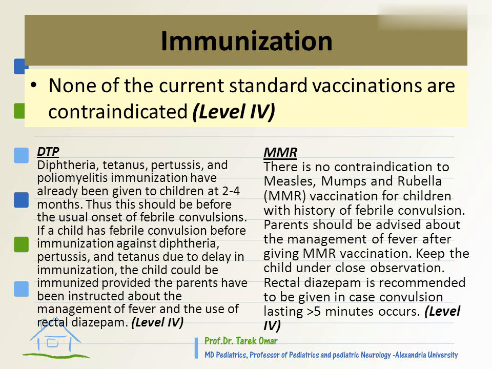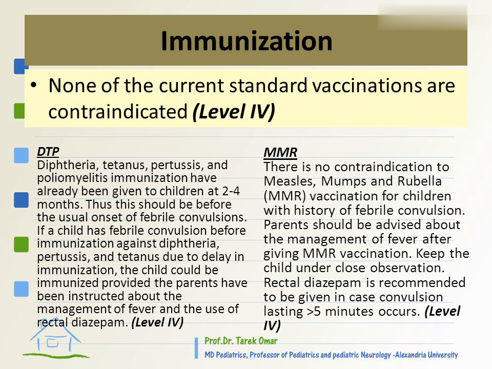Level 4. MMR. There is no contraindication to measles, mumps and rubella, MMR, vaccination for children with history of febrile convulsion. Parents should be advised about the management of fever after giving MMR vaccination. Keep the child under close observation. Rectal diazepam is recommended to be given in case convulsion lasting greater than 5 minutes occurs.